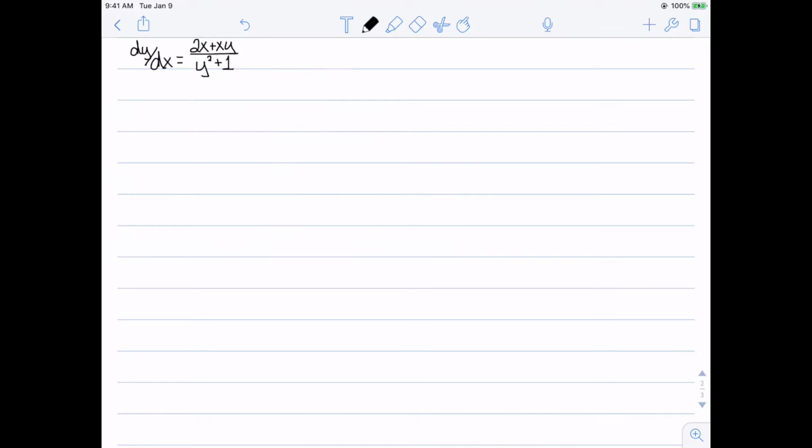The first one I want to consider is dy/dx = (2x + xy)/(y^2 + 1). So let's start with the numerator and factor it. We can see they have an x in common, so let's factor out the x. I then have dy/dx = x times (2 + y)/(y^2 + 1). So we can see that the x involves only x's and then the fraction involves only y's. So g(x) = x and p(y) = (2 + y)/(y^2 + 1). So this is a separable differential equation.